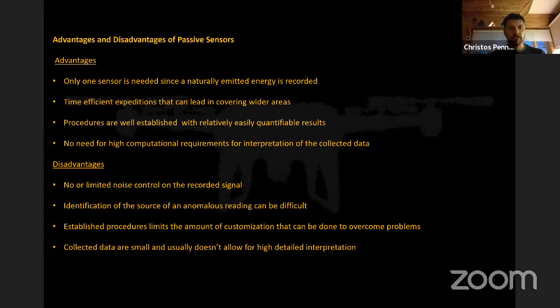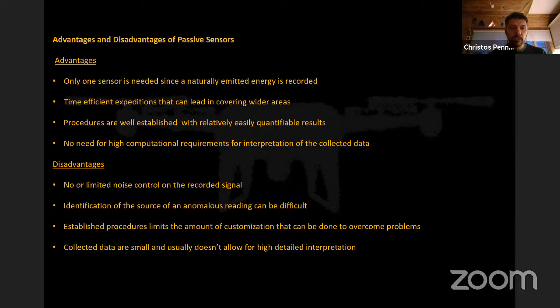Procedures for these passive sensors are very well established, with relatively easy quantifiable results. And this is because the passive sensors are actually the sensors that started. The photographic cameras are passive sensors. And because of these sensors, we started having all the science of photogrammetry. So the science of photogrammetry exists as far back as the passive sensors exist.